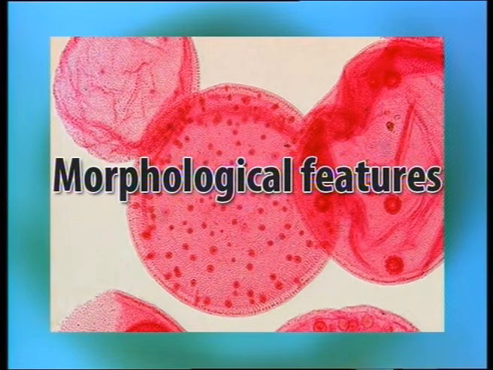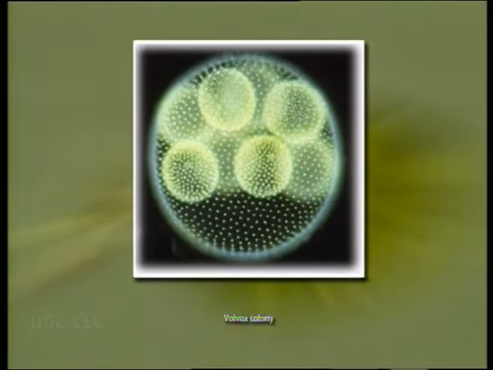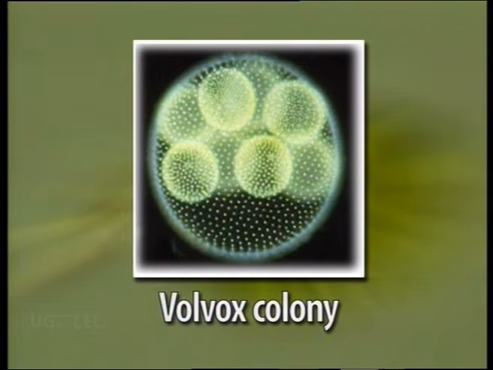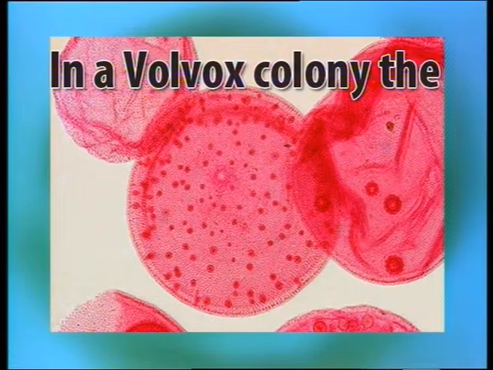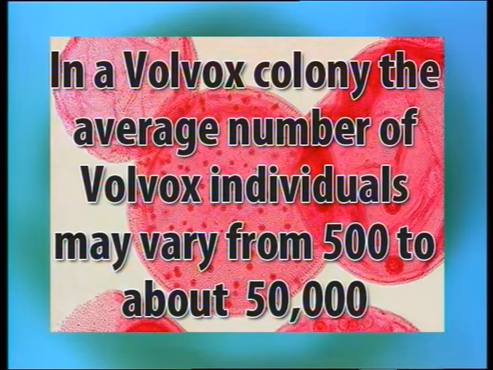Now, under morphological features, Volvox is usually classified as a colony. Now, colony refers to a group of cells which are adhered together either due to the presence of certain media or where they cooperate and collaborate with each other to facilitate the assemblage of large number of cells together to create one colony. Now, in case of the Volvox, the average number of individuals in that colony can vary from minimum 500 to maximum about 50,000.